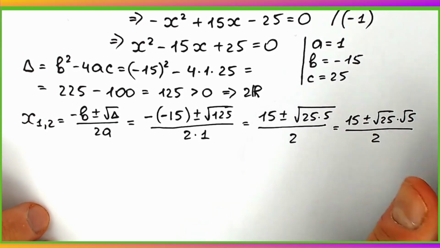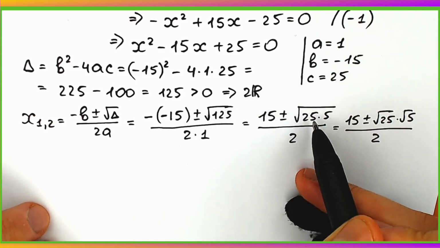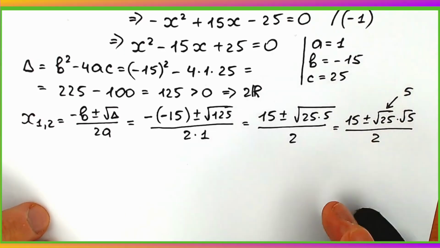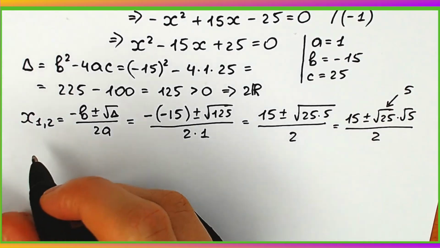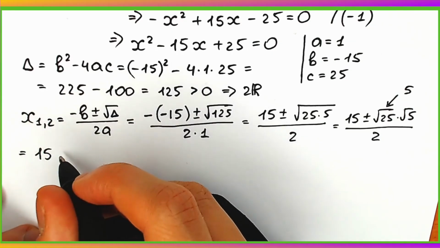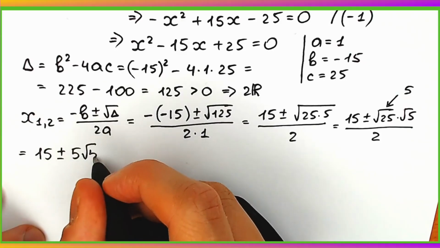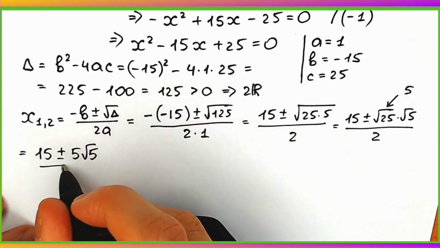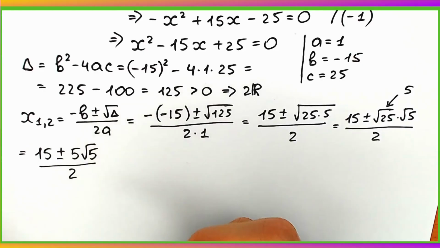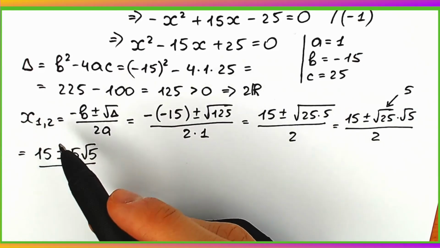And right now let's look at this question from a different perspective. We don't have 125, we don't have 25 times 5, we have only the square root of 25, and this is our table case. This is equal to 5. So as a result we have 15 plus minus 5 square root of 5 all over 2. And of course, there are a lot of ways we can solve the other part, because just keep in mind that we need to solve this question also for y.